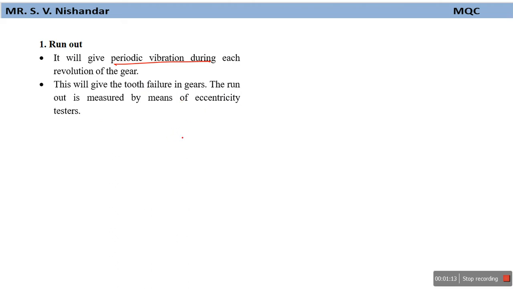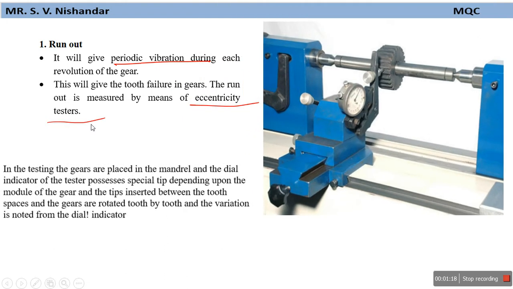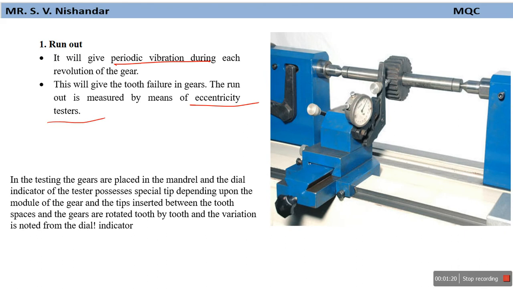For measuring the runout, the eccentricity tester is used. If you see this picture, it shows the eccentricity tester. It is a purely mechanical type tester. There is one mandrel on which the gear to be tested is keyed. Along with it there is a comparator, a dial gauge type indicator, which is simply one type of comparator. The stylus or probe is kept in the space between the teeth.